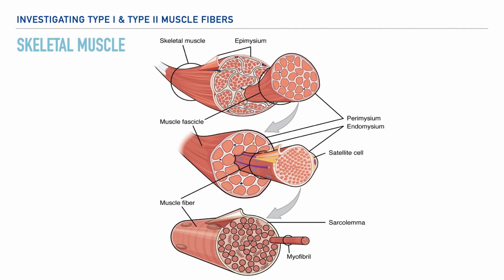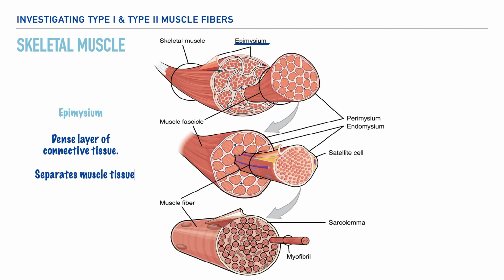Now, one of the very first structures that we come across here is the epimysium. And the epimysium is a dense sheet or layer of connective tissue that covers and surrounds the entire skeletal muscle. And part of its role and responsibility is to separate muscle tissue from organs and other components within the body. In addition, it also provides an increased ability for muscles to move independently. Another factor for us to consider is that the epimysium also adds to the structural integrity of our muscle tissue.